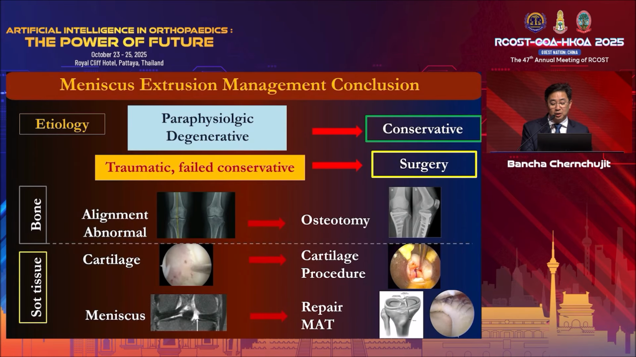So in conclusion, conservative first in degenerative or paraphysiologic cases, okay? But if conservative treatment fails, do the bone work first, like HTO, and cartilage procedure as needed, meniscus repair in all trauma cases, and meniscus transplantation if there's no meniscus.